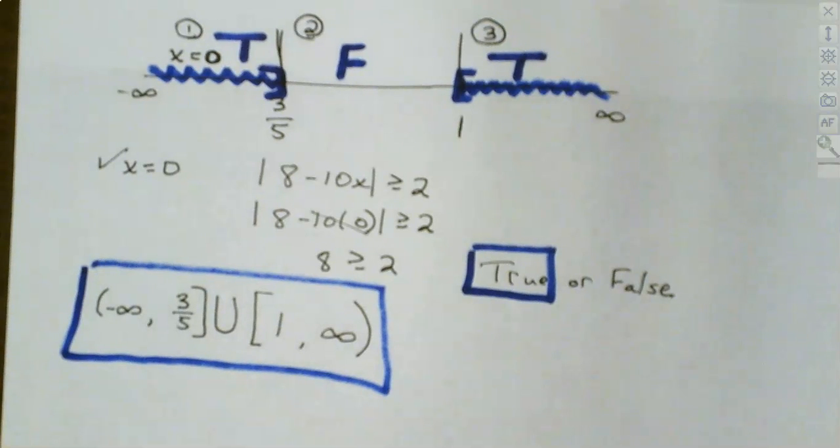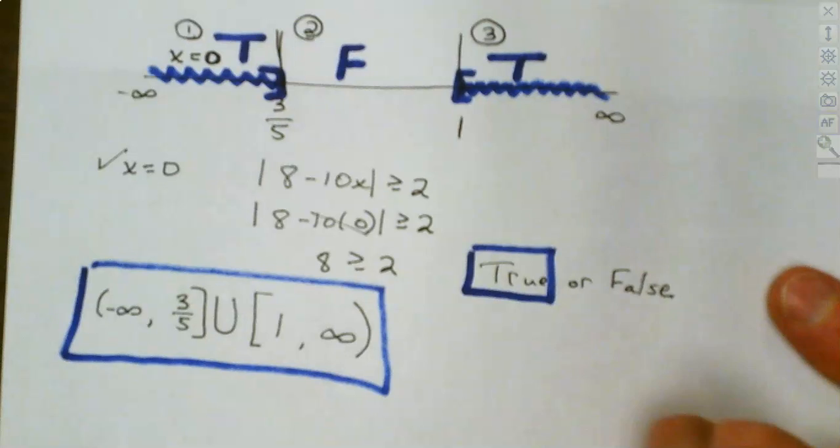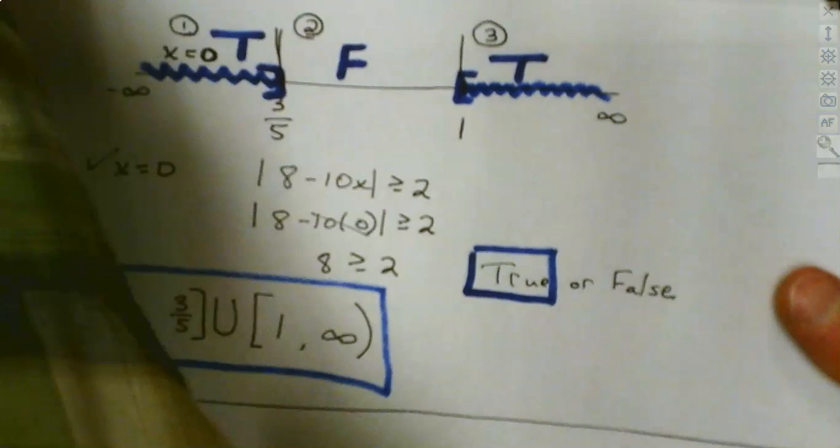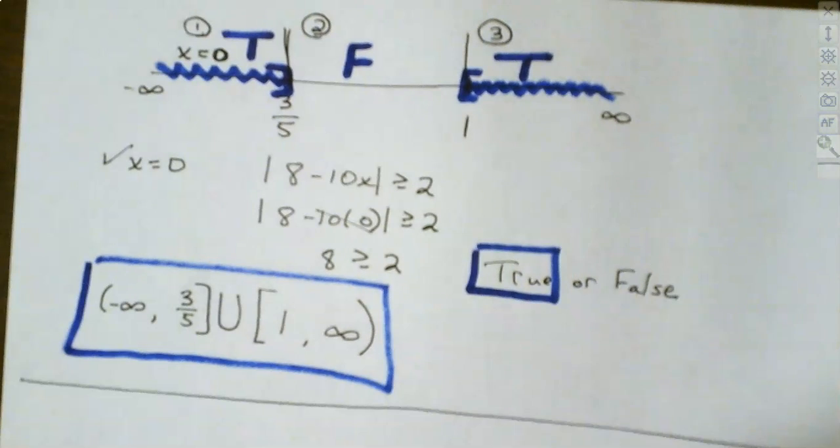Let's do another one. Well, let's look at one that's got a decimal. How about question 88? So we're going to look at question 88 next. And this again is on page 133.